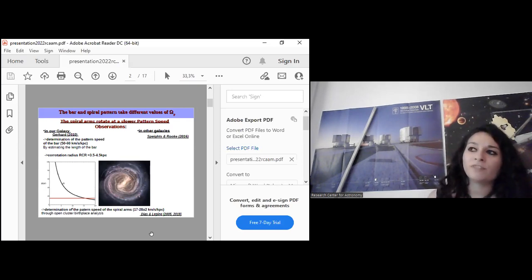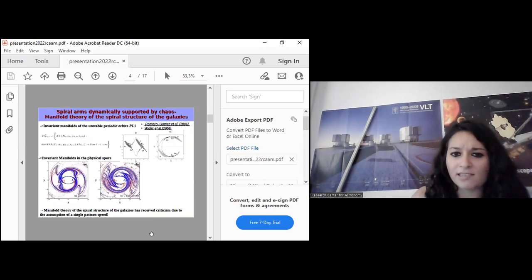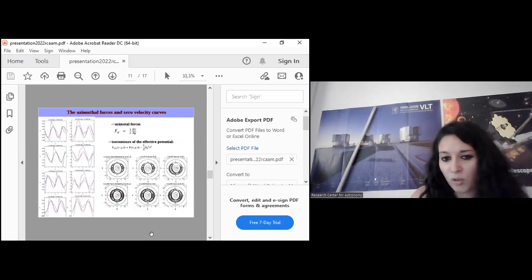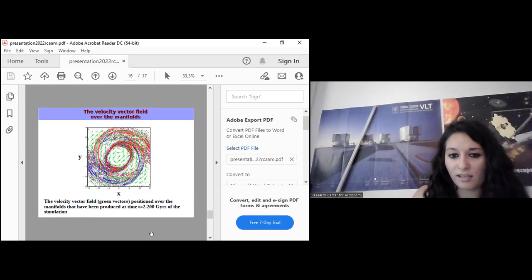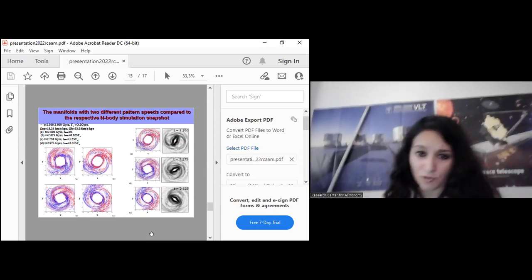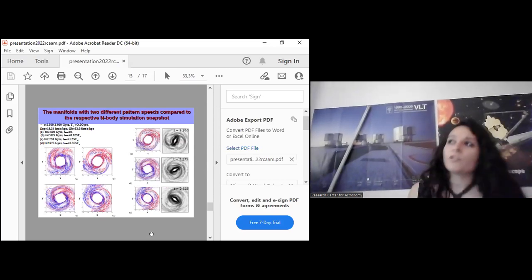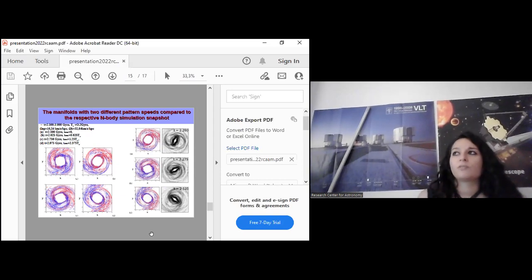As for the morphological features, I did a morphological comparison with the N-body snapshots. We can see that morphologically and dynamically, it can support the spiral arms and the bar. There should be research in the future on the kinematics also, for more comparison of the two cases.